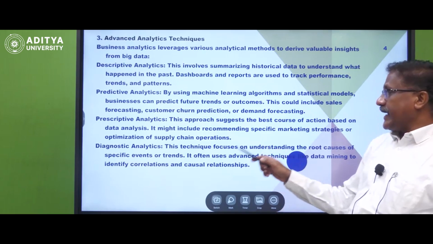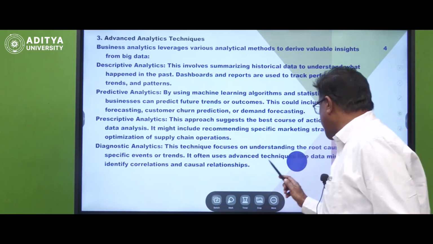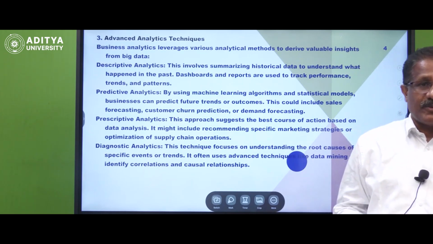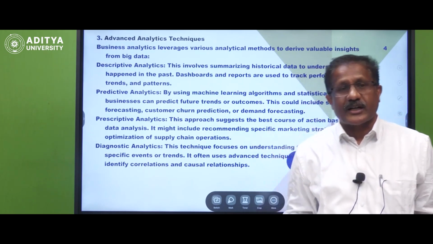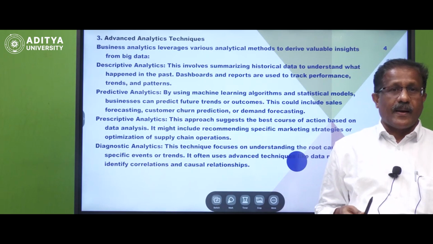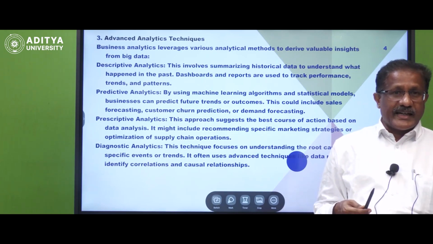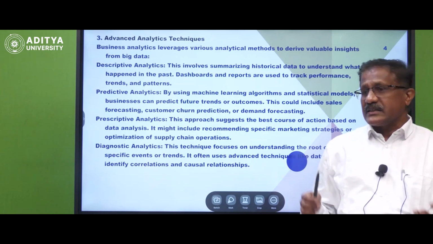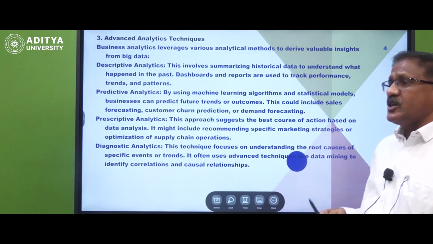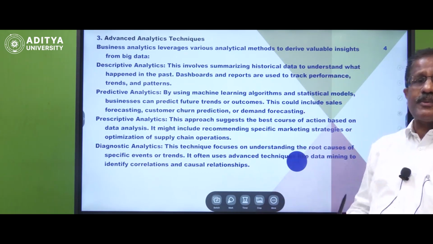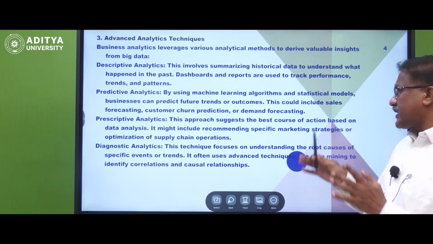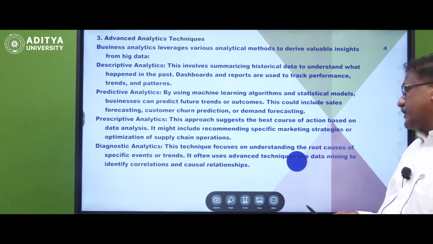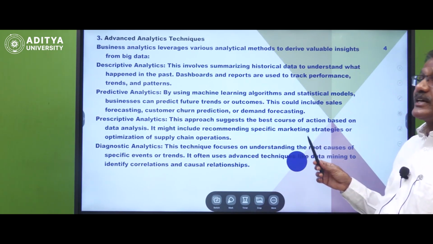The last one is diagnostic analytics. This is about understanding the root causes of a specific error. Very important. For example, in the medical industry, doctors say diagnosing the particular problem of the patient is very important. In the same way, diagnostic analytics helps us find out what the actual problem is, the events that occurred or that created a problem for the particular business. It often uses different types of data mining.